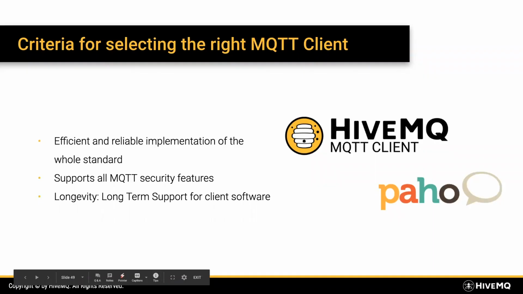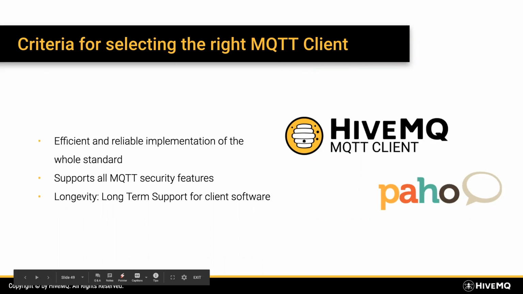Criteria for selecting the right MQTT client. It needs to be efficient, because it's usually run on constrained devices, and reliable. And it needs to implement the whole standard. Again, the reason for implementing the whole standard is perhaps you want to change later, and only if you were already on the standard can you be sure that you are compatible at a later time.